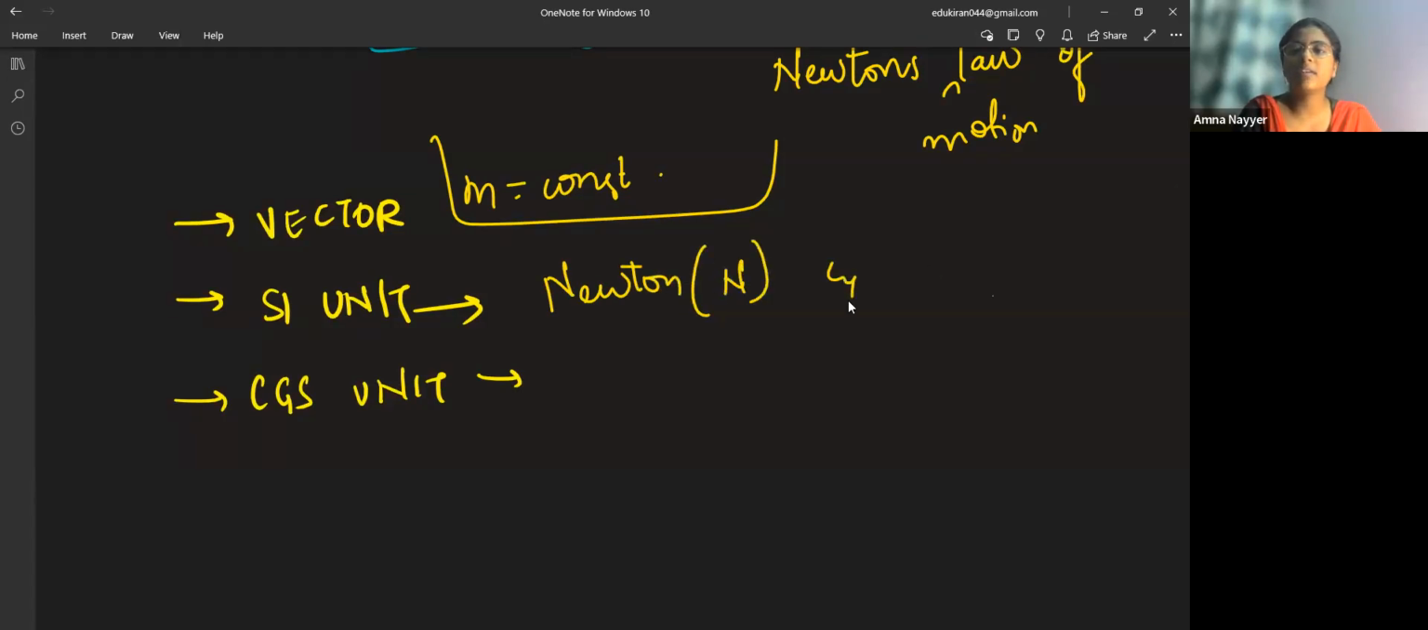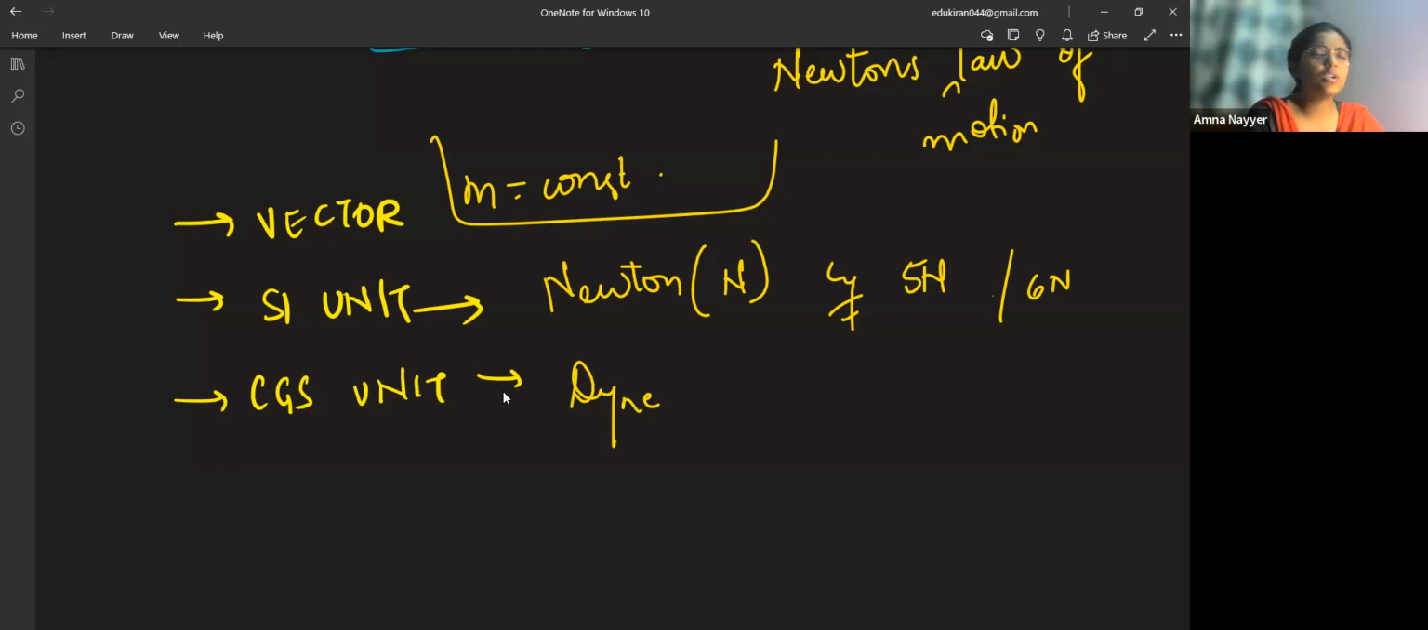Like you must have heard of 5 Newton acting on a body, 6 Newton acting like this. So Newton is the SI unit, and remember the CGS unit for force. Very few CGS unit conversions you have to remember. For energy, remember 1 joule and 1 erg. For force, 1 Newton and 1 dyne.